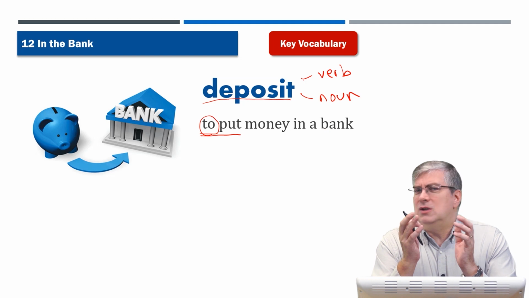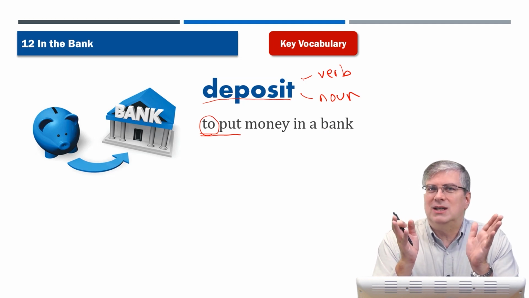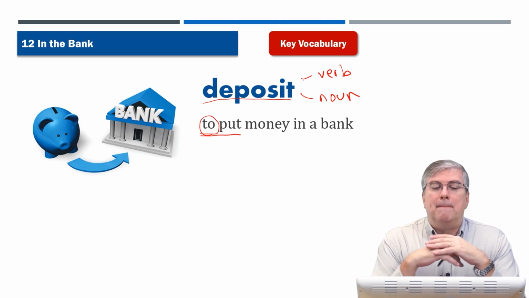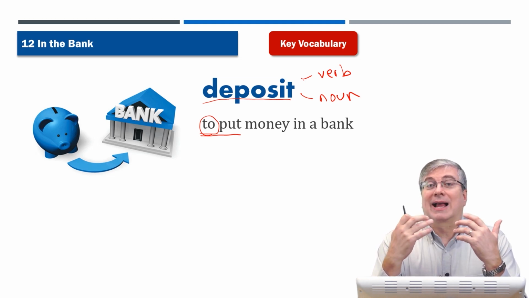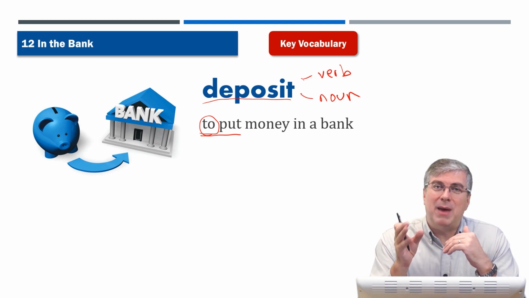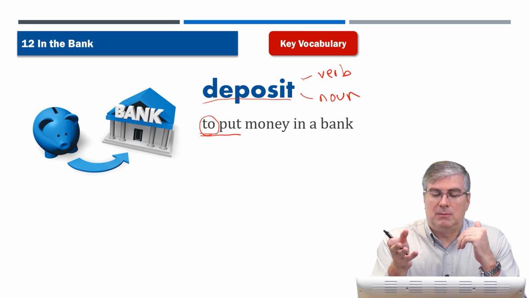So do you have any money? If your parents give you some allowance maybe every week, maybe you could ask your mom or your dad to help you make a bank account and you can deposit. When you put money in the bank, you deposit the money in the bank.